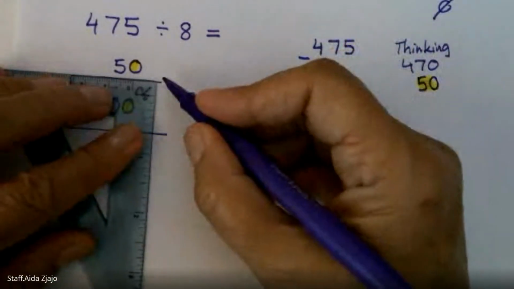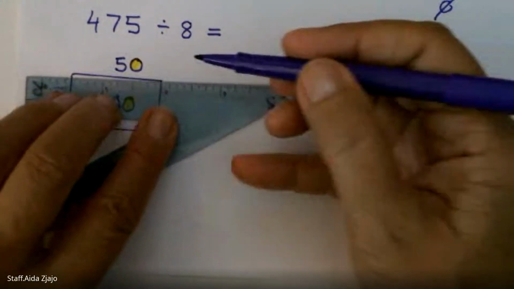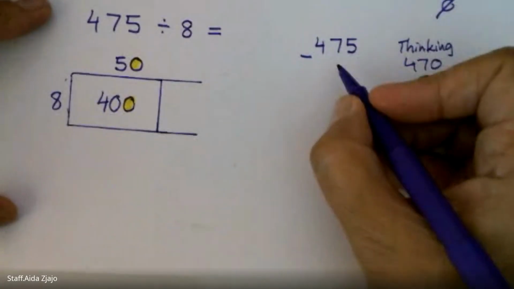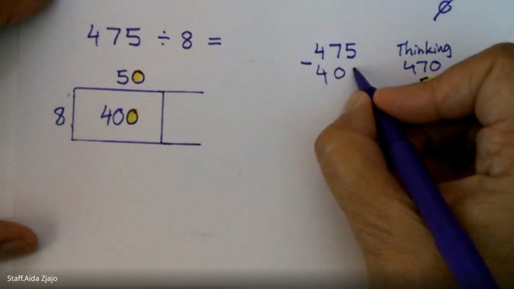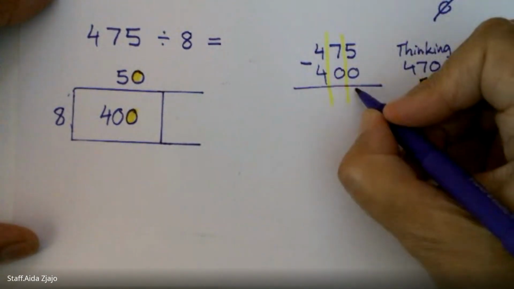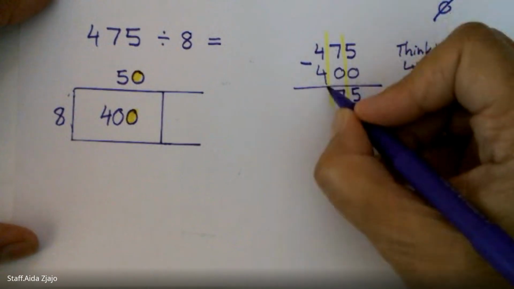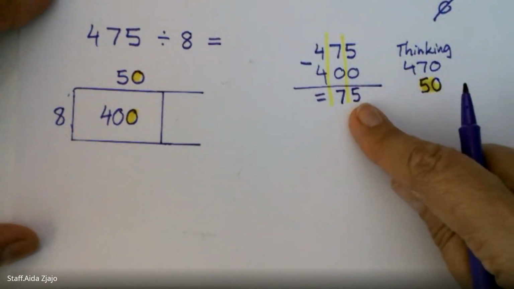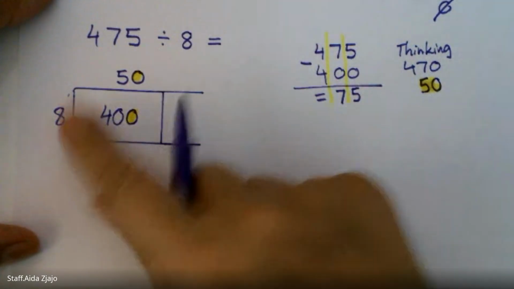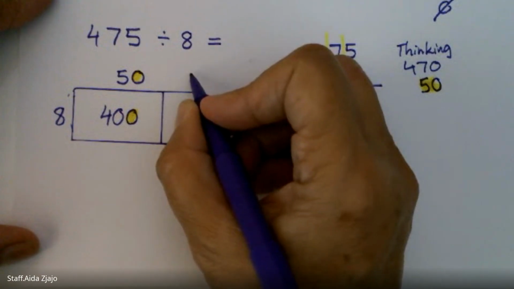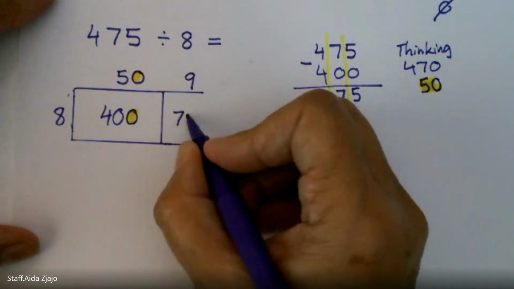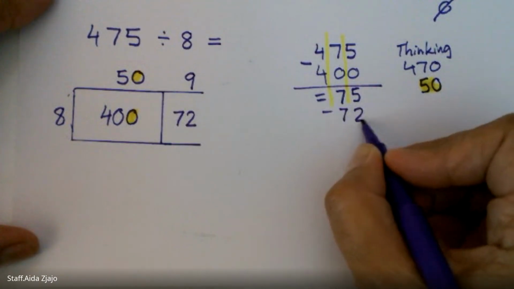Now I can close the area, and then I can extend and see how much I shared. I shared 400, so 5 minus 0 is 5, 7 minus 0 is 7. I have 75 left. 8 times what is really close to 75? 8 times 9 is 72. So I can share 72.